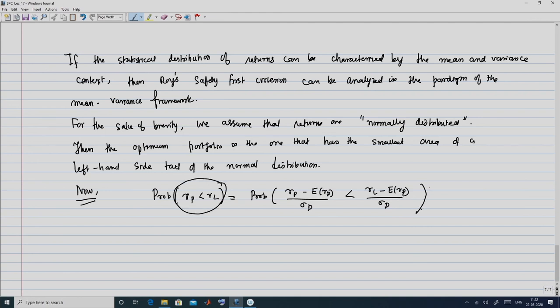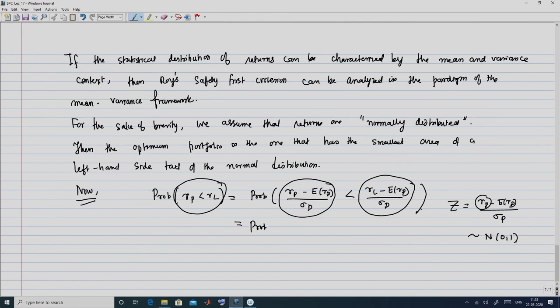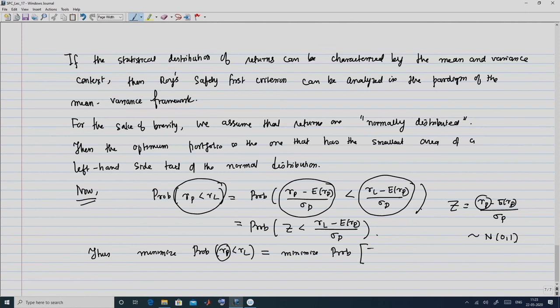So, this probability of Rp less than RL becomes the probability of this ratio, Rp minus ERp over sigma p, being less than RL minus ERp over sigma p. Now, here I can define my Rp minus ERp. Remember, this is the standardization. If your Rp follows a normal distribution, then Rp minus ERp over sigma p will follow a standard normal distribution. Accordingly, this becomes the probability of Z being less than RL minus ERp over sigma p. Thus, Roy's criteria of minimizing the probability that your Rp is less than RL reduces, in the case of Rp being normally distributed, to the problem of minimizing the probability of Z less than RL minus ERp over sigma p.